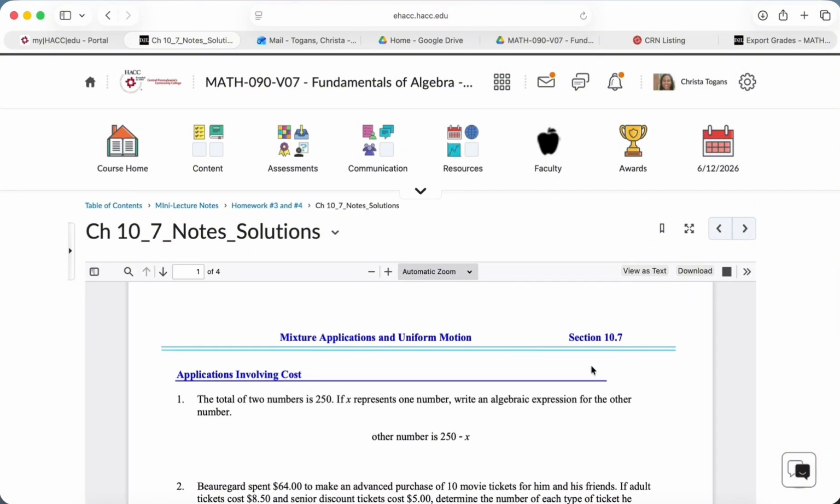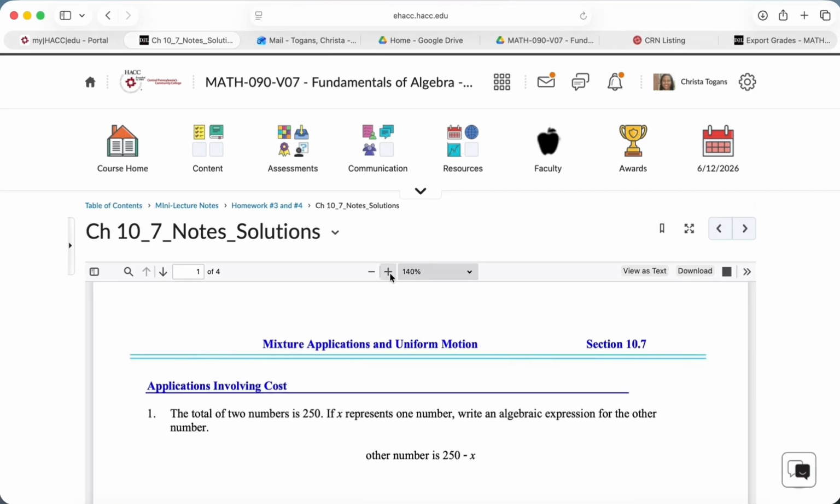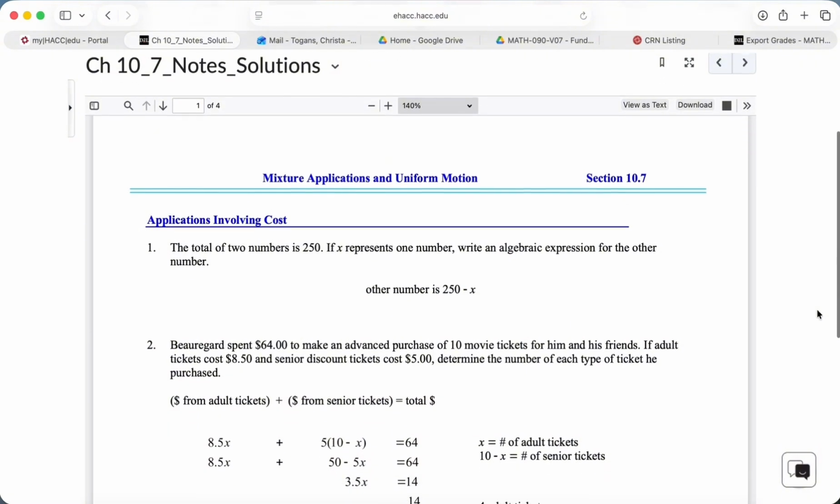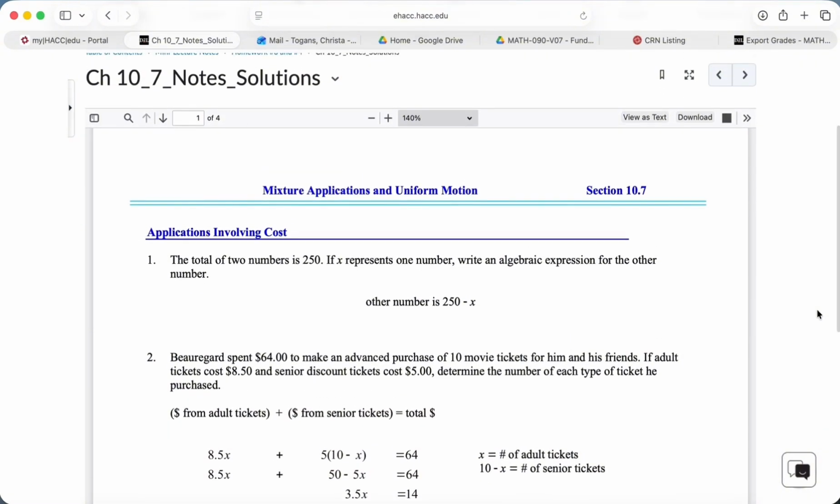And then we have mixture applications and uniform motion. So just read these application problems and what they involve, and then you just go through them step by step. You can even pause this video and see if you can figure it out on your own, right?